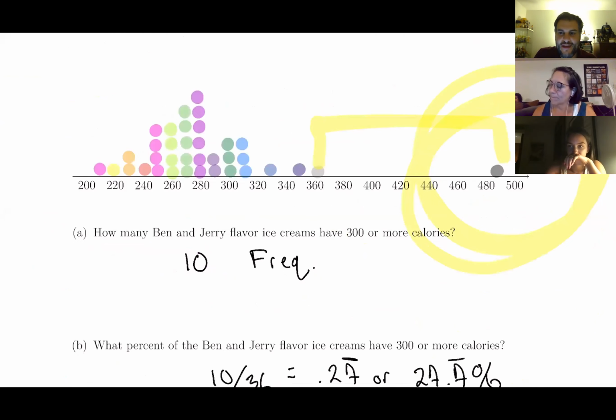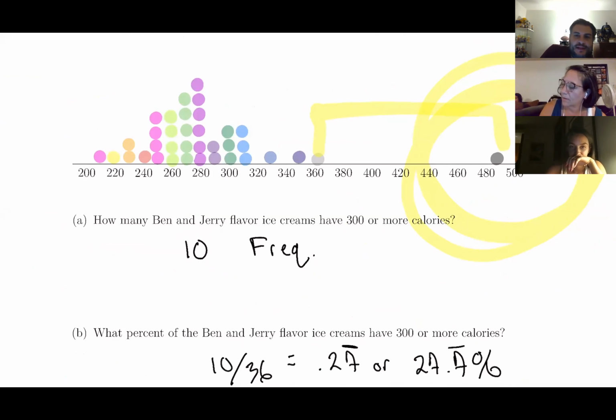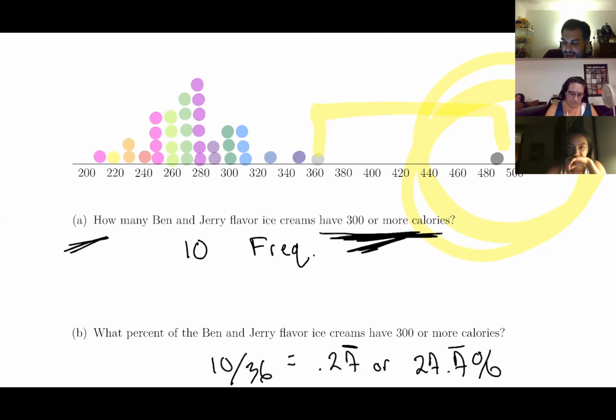So yeah, that was the example I did in class. So for a dot plot, you should know how to construct one. But if I were to give you a constructed dot plot, you should be able to read it and answer some simple questions, like this one: how many ice creams do we have that had 300 or more calories?